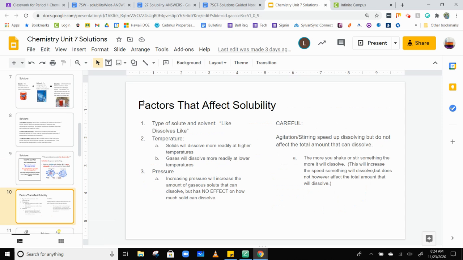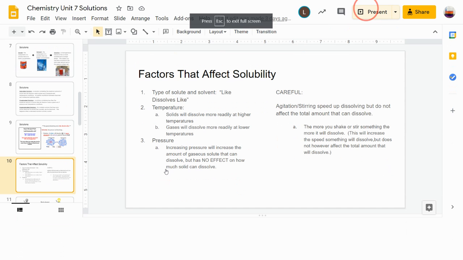Factors that affect solubility. The first one is the type of solute and solvent. Like we just said, like dissolves like. That's the biggest factor. The next one is temperature. Solids will typically dissolve more readily at higher temperatures.